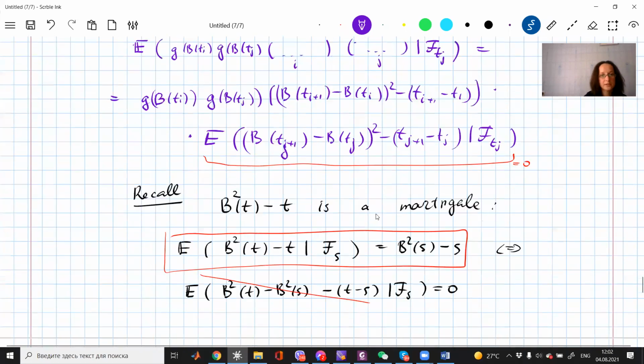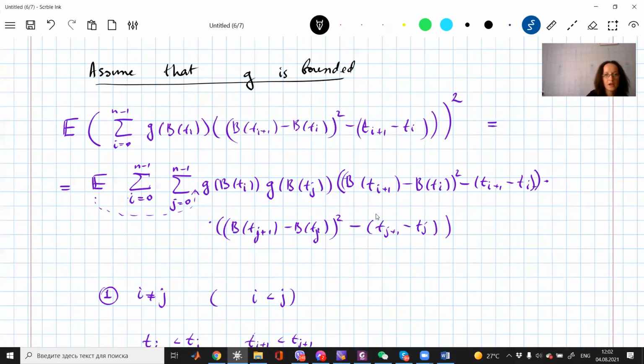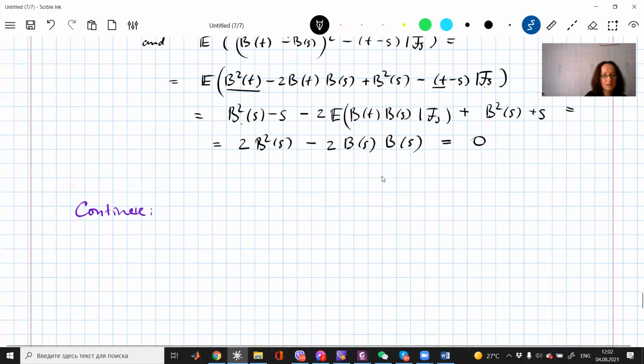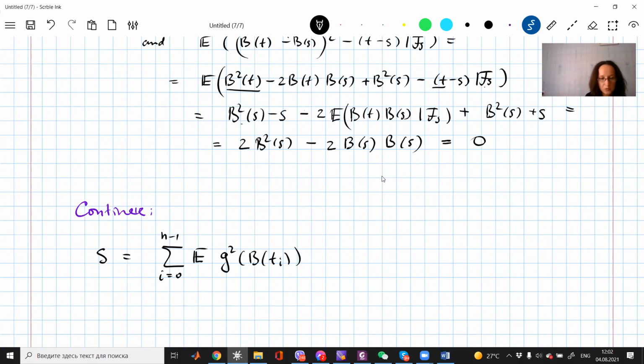Let me denote, please denote in your copybooks, this value, the expectation of the sum of squares, by letter S, for example. Now this S just equals the sum over i from 0 to n minus 1 of the expectation of g squared at b from ti, because we have equal indexes, times b from ti plus 1 minus b from ti, to the square, minus ti plus 1 minus ti. And this is also to the square.